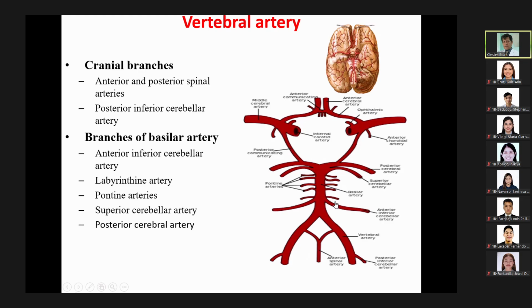You will have your labyrinthine artery and your pontine branches. And before the basilar artery terminates as your posterior cerebral, it will give off first the superior cerebellar artery. These two are the inferior cerebellar arteries, and this one is the superior cerebellar. So before the termination of your basilar artery to posterior cerebral, you will have your superior cerebellar artery.